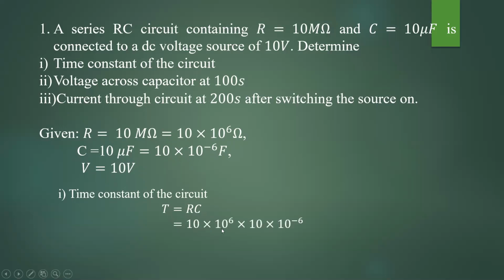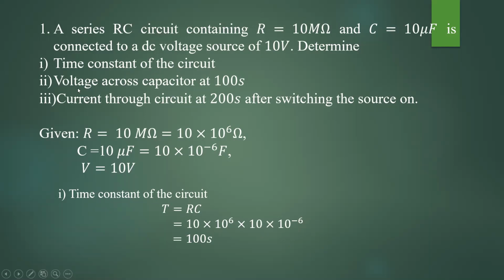So R is 10 into 10 to the power 6 into C is 10 into 10 to the power minus 6. What is the final result? 100 seconds. It is 100 seconds. Very good. Because 10 to the power plus 6 into 10 to the power minus 6, they cancel actually. So simply the answer will be 10 into 10. 10 into 10 is 100 second. Okay. So therefore, time constant of the circuit is 100 seconds. That is the answer for the first question here.